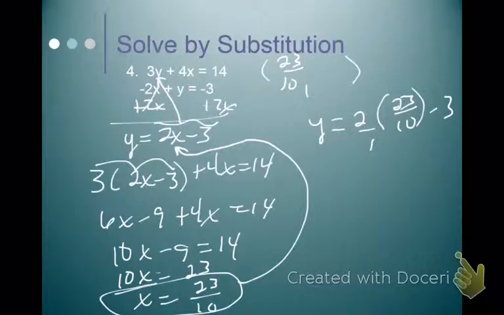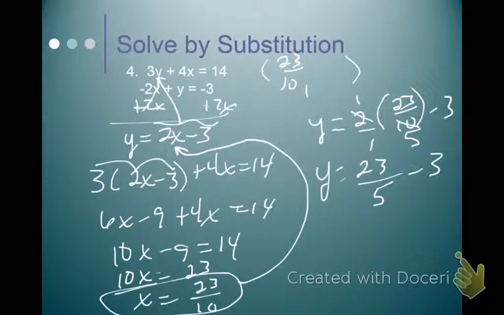Now you're going to have to work with some fractions. You're going to have to get good at working with fractions. If I multiply 2 times 23 over 10, then I can cross-reduce, make this a 1 and a 5. Multiply straight across. 23 times 1 is 23. 5 times 1 is 5, minus 3. Now, I can't subtract those two until they have common denominators. This denominator is a 1. The common denominator is 5. So multiply this by 5 and this by 5.